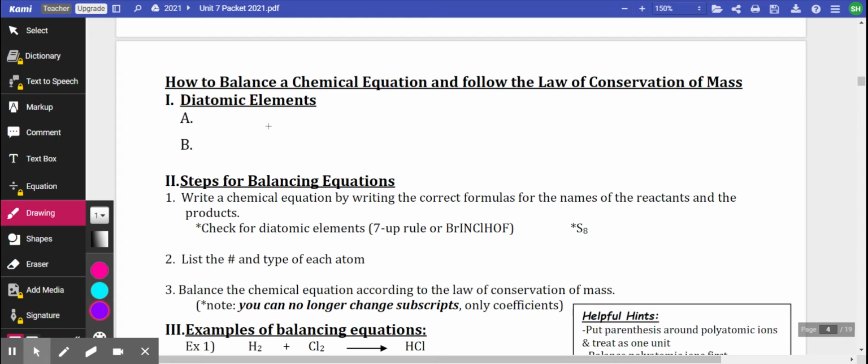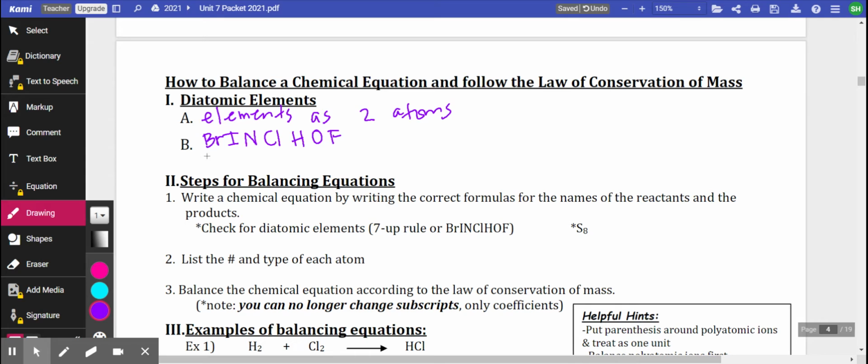Another thing we have to look out for when we write chemical equations is something called diatomic elements. These are elements that are found in nature as two atoms bonded together. There are 7 of them that you need to know. I use an acronym called Brinkelhoff. The way we write the Brinkelhoffs is bromine, Br, iodine, nitrogen, chlorine, hydrogen, oxygen, and fluorine.